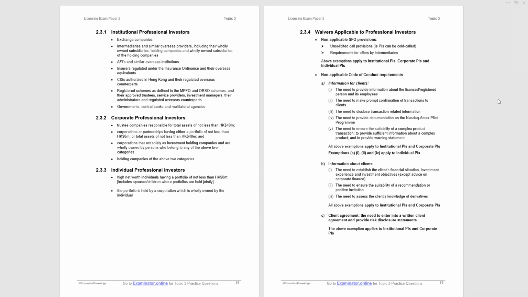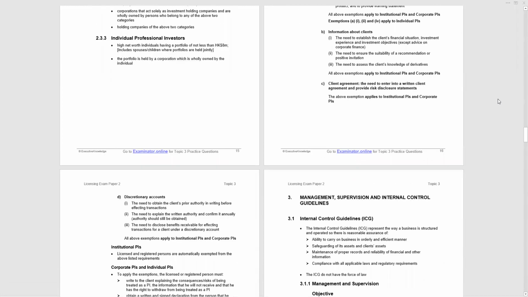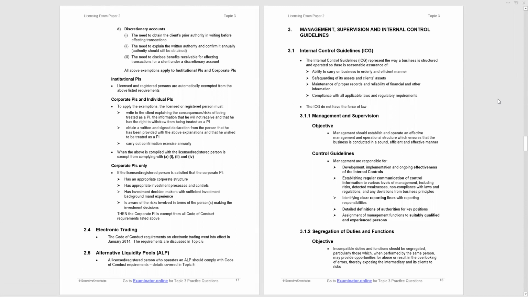Then we look at the requirements of the Code of Conduct that are not applicable to professional investors. However, they're not all not applicable. It depends on the category of professional investor. And I'm certainly not going to go through it all in detail in this lecture. But if you read through the information that's not required and then look at the exemptions at the bottom that are highlighted and follow that through. Similarly for discretionary accounts. Institutional professional investors, as it says there, licensed registered persons are automatically exempt from the above listed requirements. So the institutional professional investors are exempt from everything, not necessarily the corporate and the individuals, and it's dependent on certain situations, and those are highlighted on page 17.